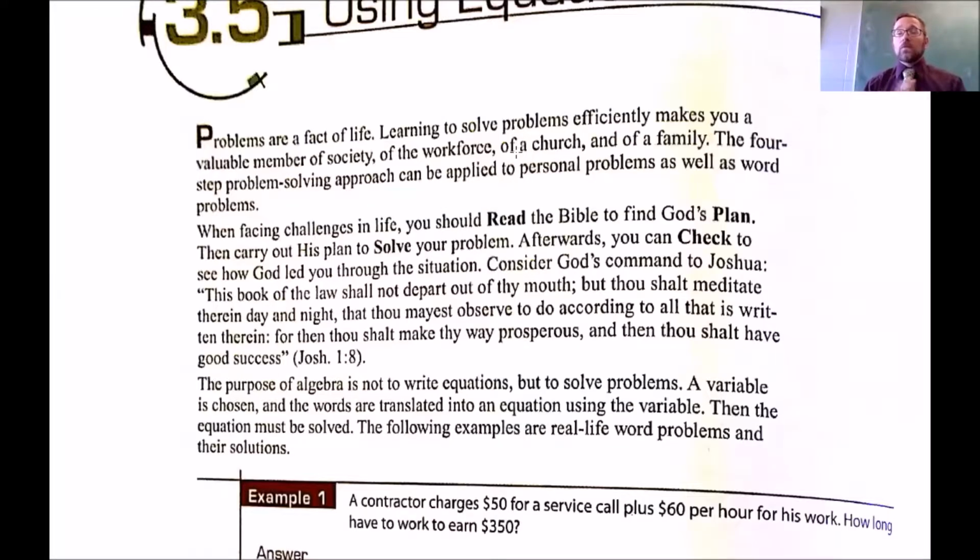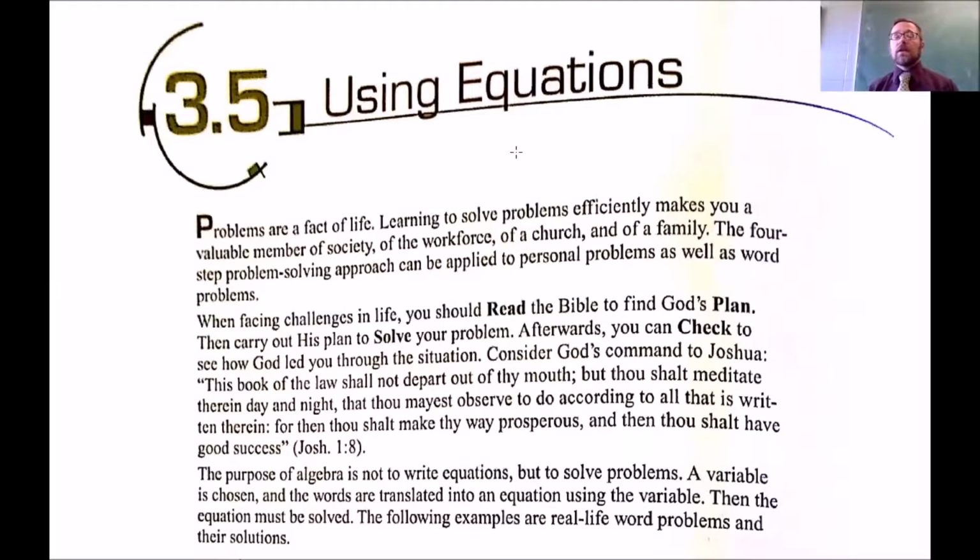All right, we're starting today with 3.5, looking at using equations. This is all about word problems. So if you ever struggle with word problems, this is a great method to get you to do better on word problems. It also works in life situations.